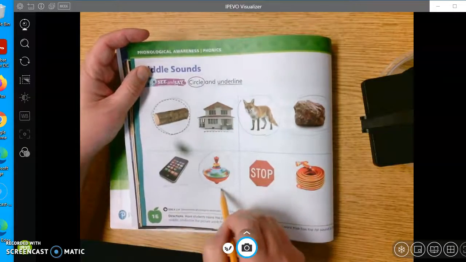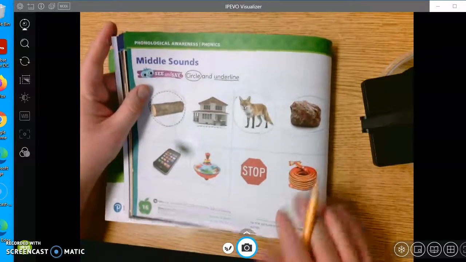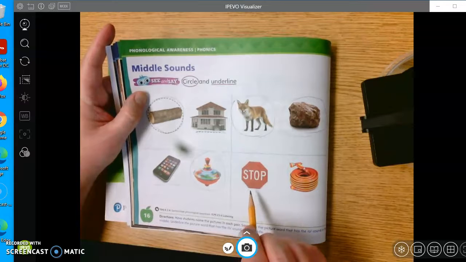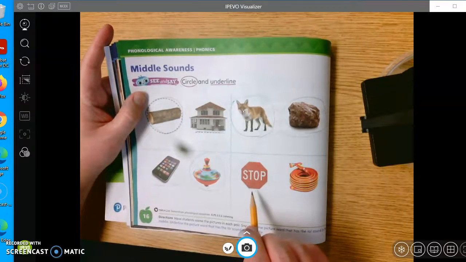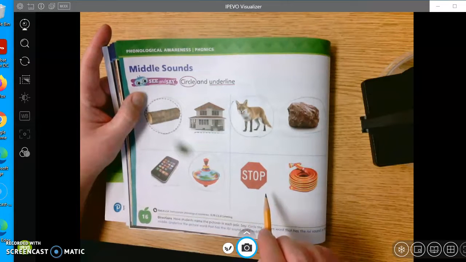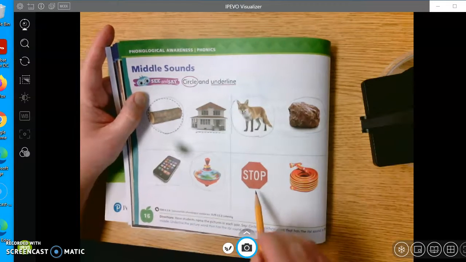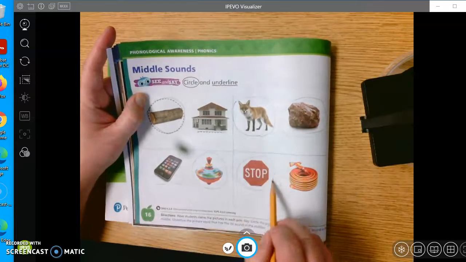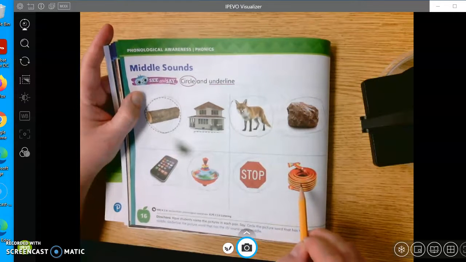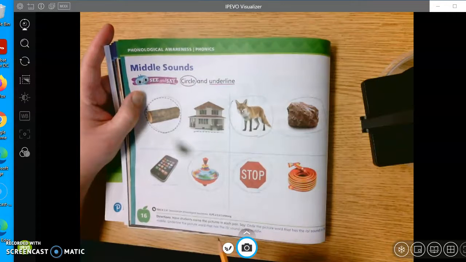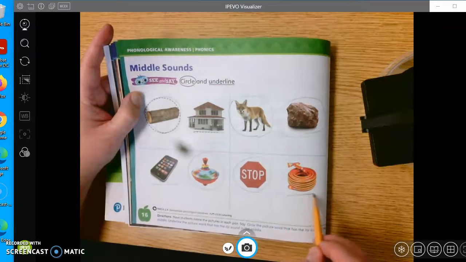Very good. Now we're going to go ahead and look at the stop sign here. Stop. You hear the O sound? Stop. Is that short O, or long O? That is a short O sound. And then finally, a hose. Is that a short O sound, or long O? Listen to it again. Hose. That's a long O sound, and I'm underlining that one.